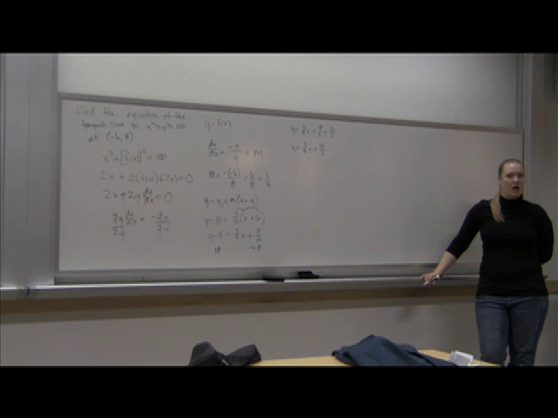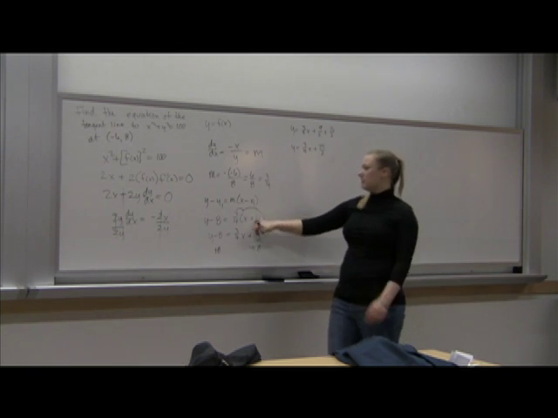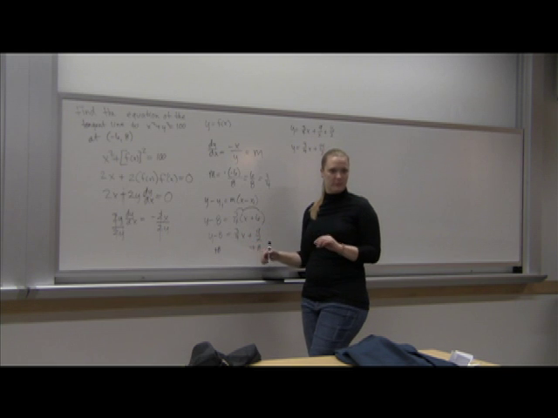Yeah? Okay. What if it had been a positive 6, 8? Then that would change the slope, and it would change this point. Do you see how it would change it?